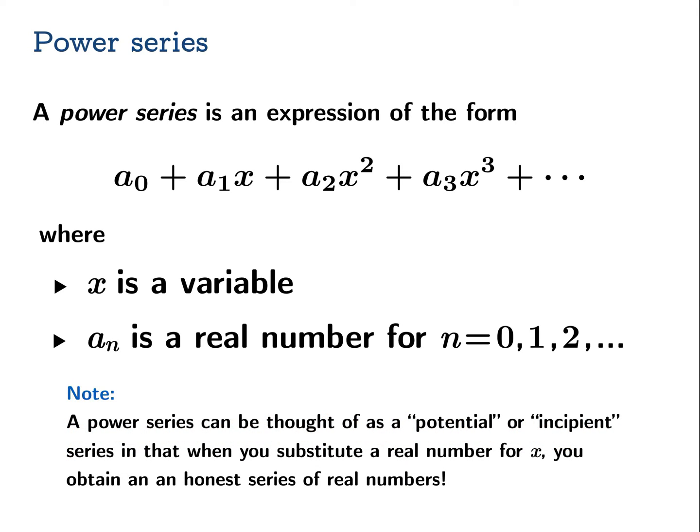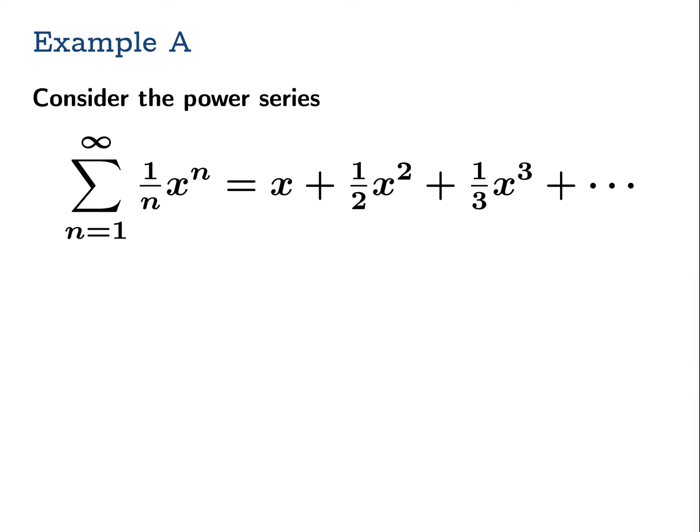And we're also going to notice that it can be thought of as a potential or incipient series, because what happens is when you actually substitute a real number in for x, you get a good old-fashioned series of real numbers. So let's look at an example.